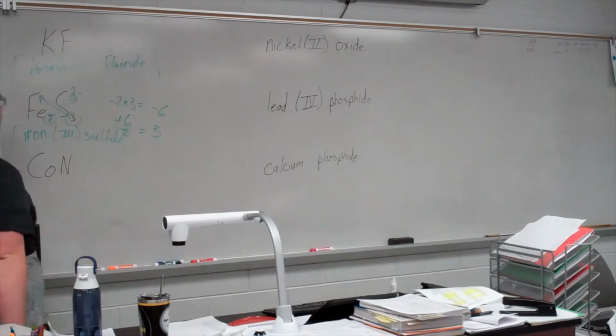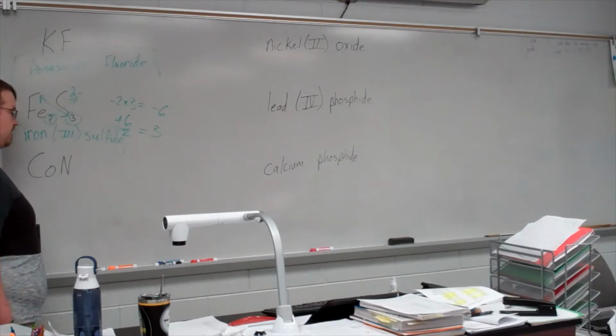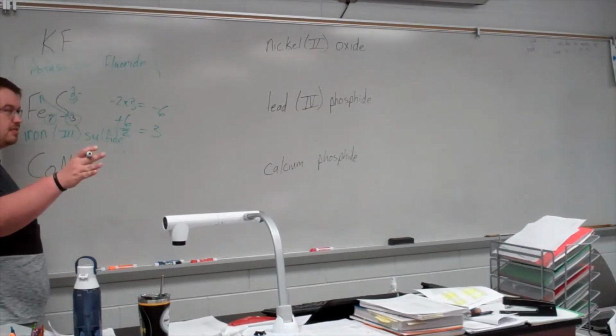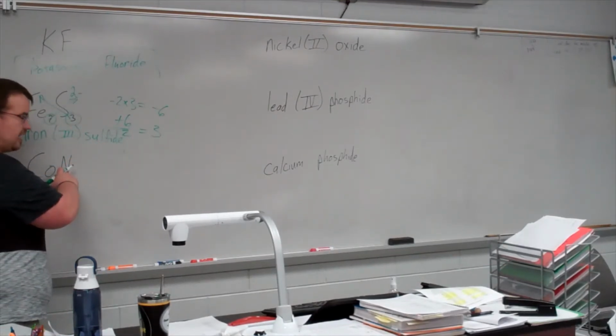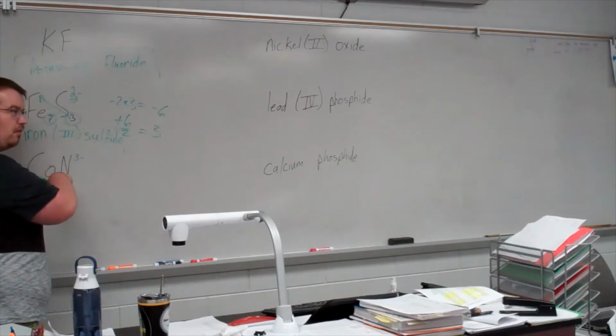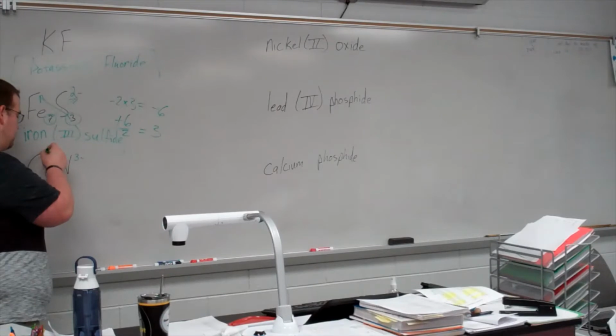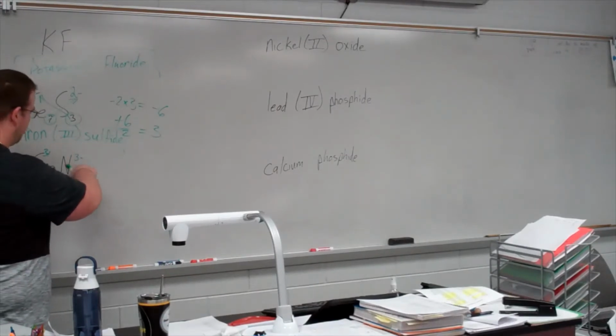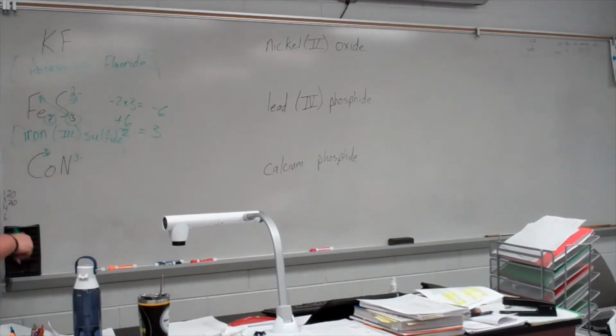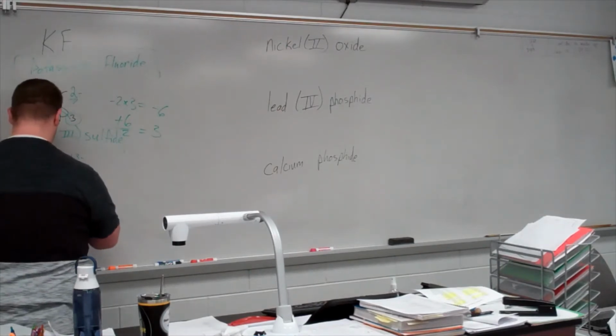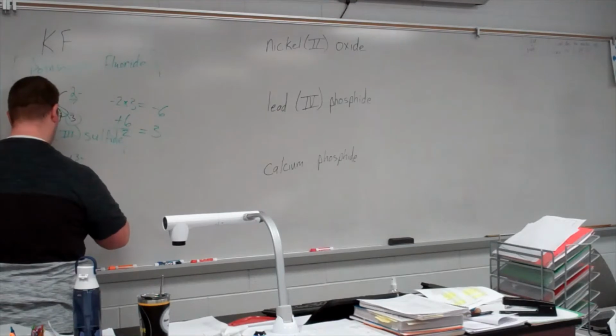Let's look at the anion, nitride. This is a perfect case of exactly what I was just talking about. Nitride has what charge on it? -3. There's only one nitride, there's only one cobalt. What's the charge on cobalt? +3. This is one of those cases where if you reverse the cross, it wouldn't work. Does that make sense? So cobalt, 3.